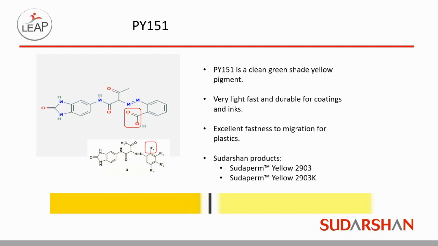Pigment Yellow 151 is, as I mentioned earlier, to the green shade side. It is a very light-fast pigment and has great durability for both coatings and inks, as well as plastics. It does have excellent migration properties for those plastic applications. Two products in our portfolio fill this space: the 2903 and the 2903K.